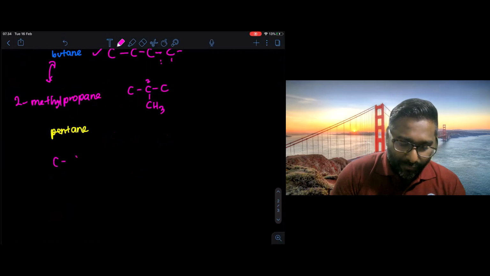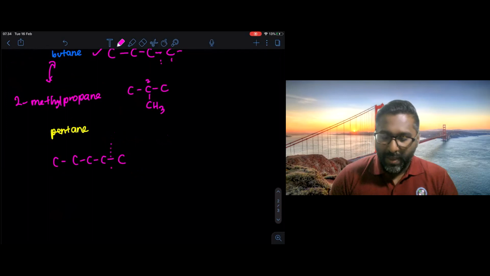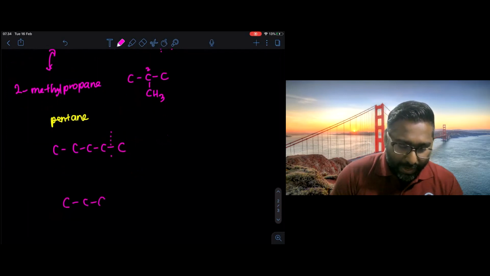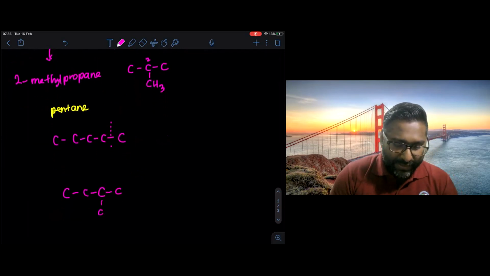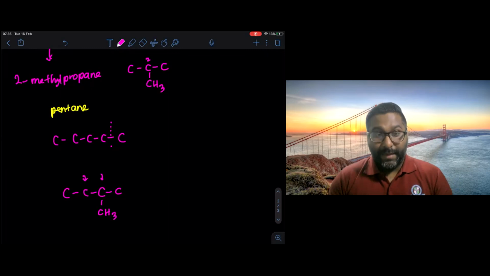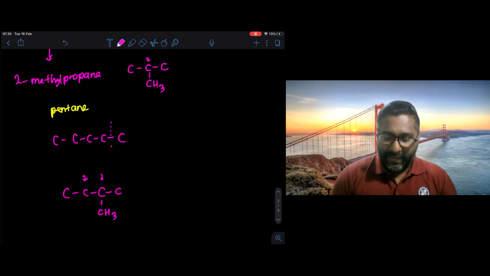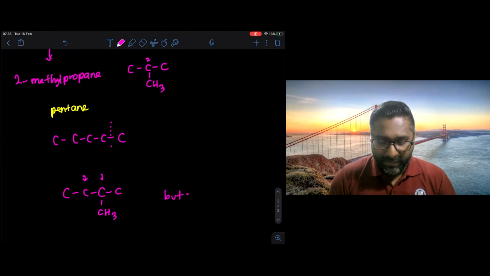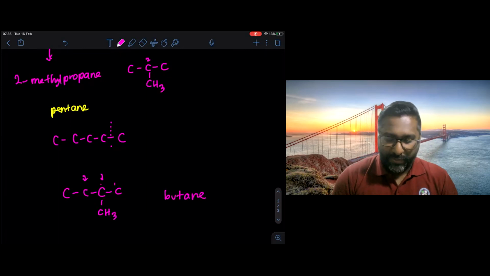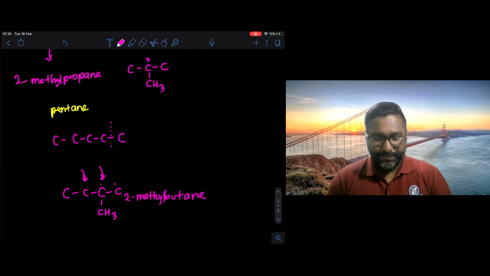Another example is pentane. If I have 5 carbons, I break over here. I have 4 carbons, and the CH3 can come either at this position or this position, but it doesn't matter. They are still going to be the same, and the name is still going to be the same. If you flip the molecule, you still get the same molecule, which is butane, with position number 1, position number 2. So you still get 2-methyl butane, whether you put it at this position or this position.